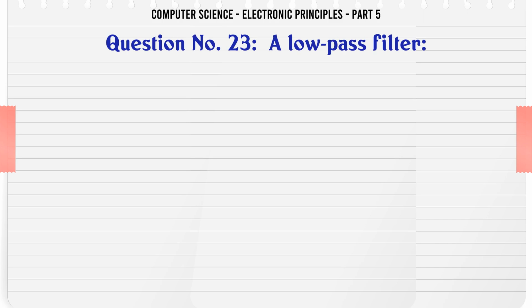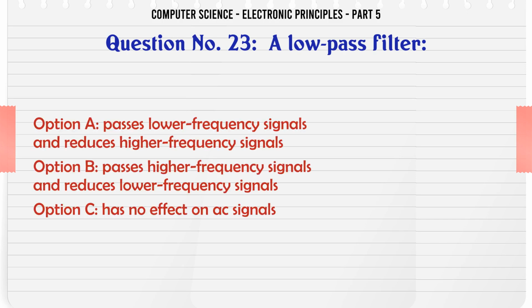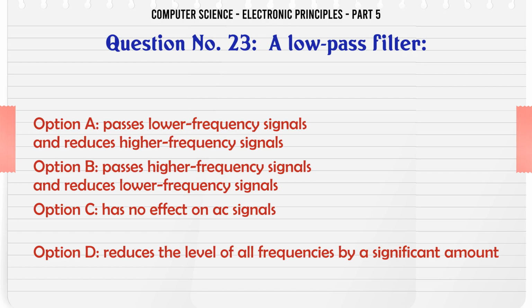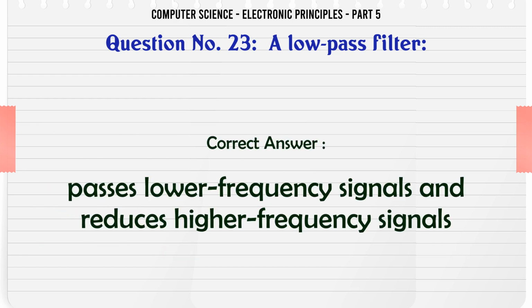A low-pass filter. A. Passes lower frequency signals and reduces higher frequency signals. B. Passes higher frequency signals and reduces lower frequency signals. C. Has no effect on AC signals. D. Reduces the level of all frequencies by a significant amount. The correct answer is passes lower frequency signals and reduces higher frequency signals.